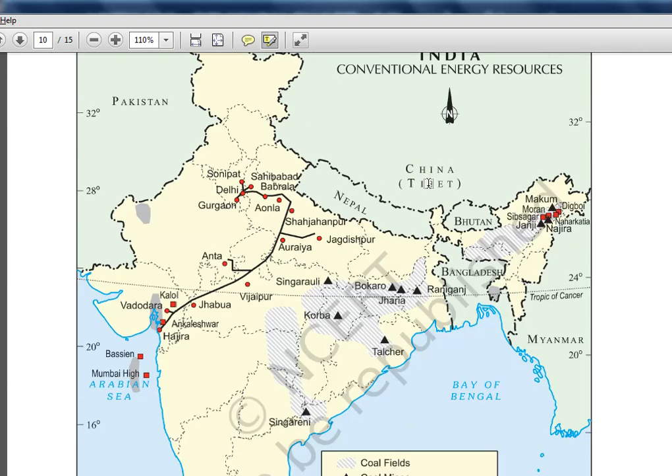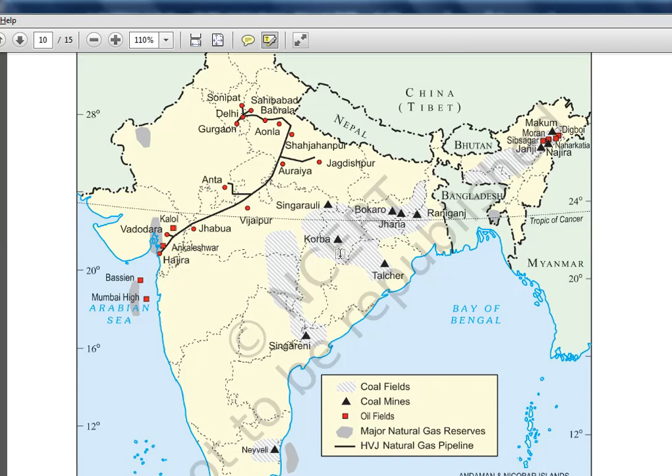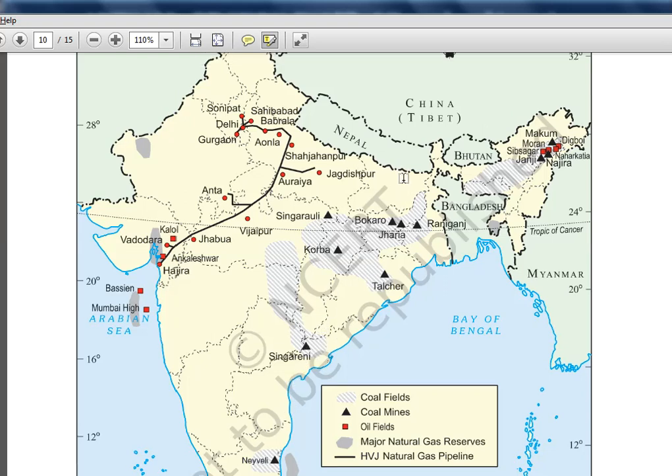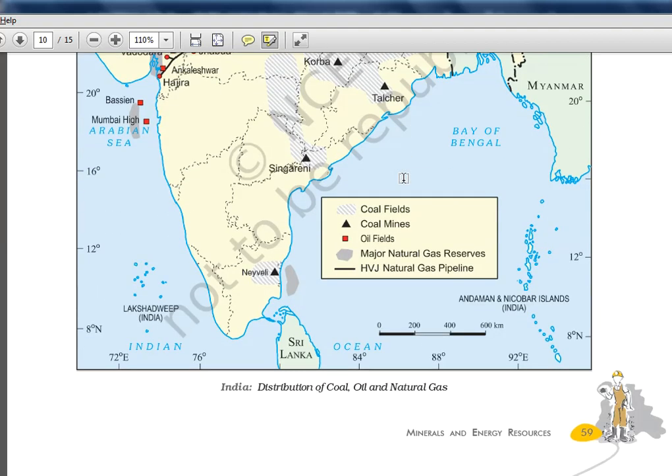So this is a good map again for all the energy sources. If you see, the red color is the oil fields, a lot of oil fields are there. Triangle is the coal mines. If you see, coal mines are there here, again in the Jharkhand region, Neyveli region. I think for Jammu and Kashmir they did not mark anything, but Jammu and Kashmir has the anthracite coal. Okay.